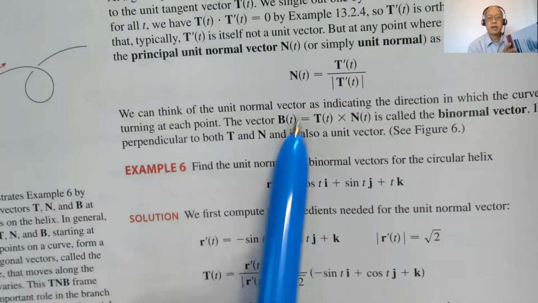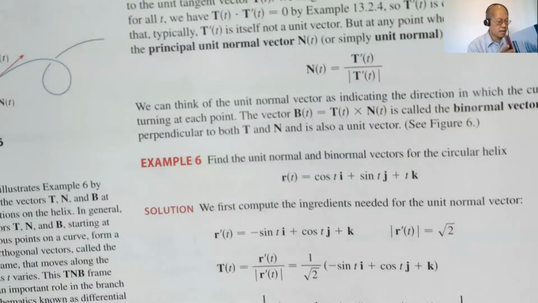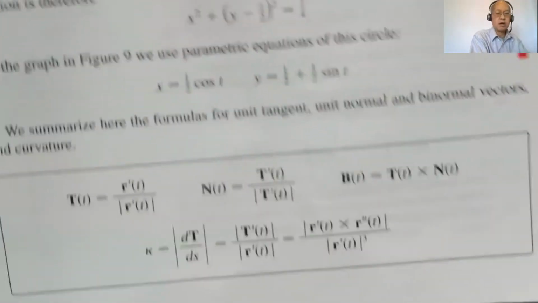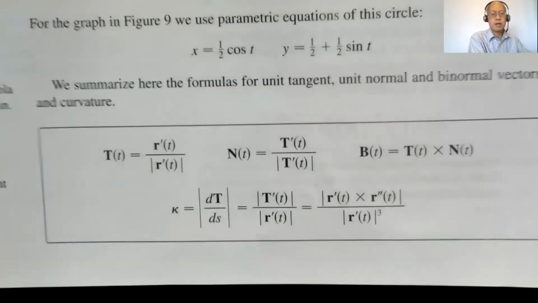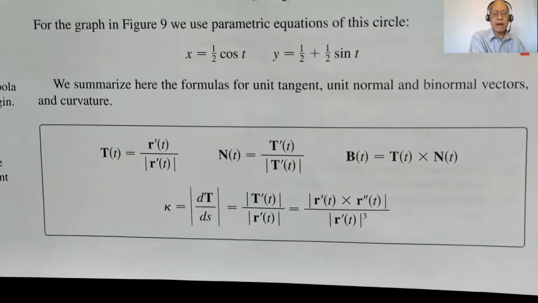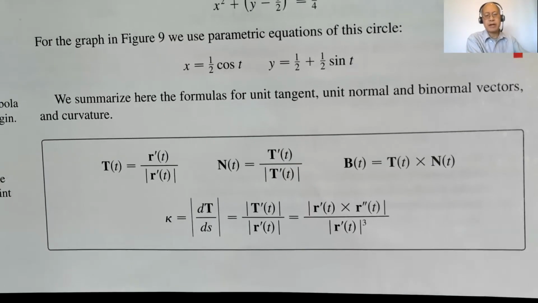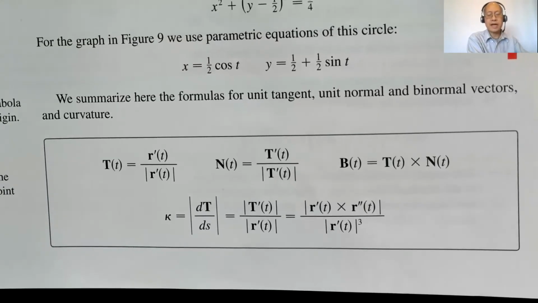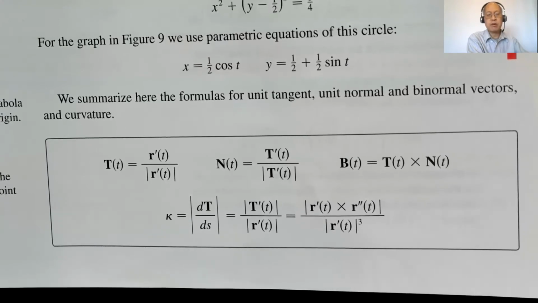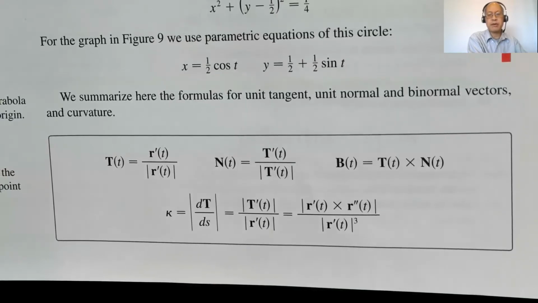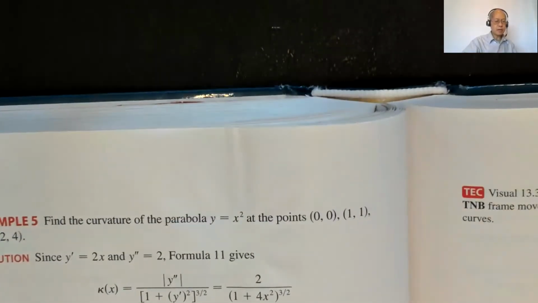How do we get them? Unit normal is that, and binormal is here. In fact, there's a nice little summary of all these formulas on the bottom of page 867. You're welcome to put these on your cheat sheet. Unit tangent, unit normal, binormal, and you have formulas for kappa. The first one is just a definition, the magnitude of dT/ds, but that's pretty much useless if you're trying to calculate. Use the second one, magnitude of T prime over magnitude of r prime, or the third one, magnitude of r prime cross r double prime divided by magnitude of r prime cubed.